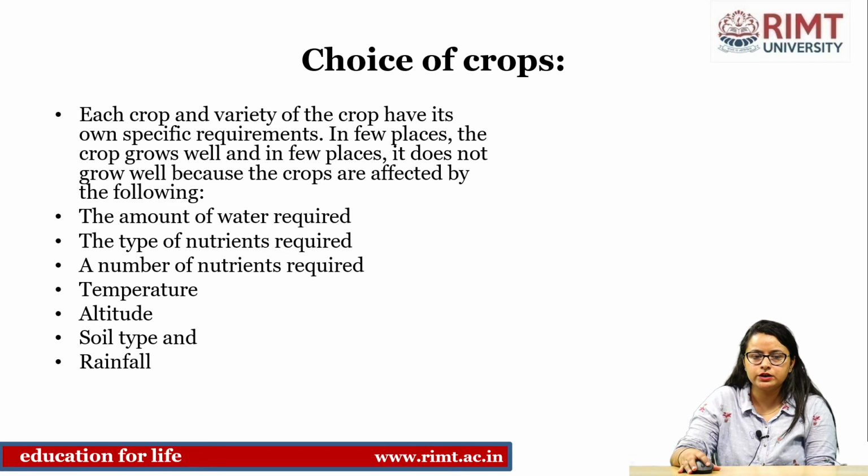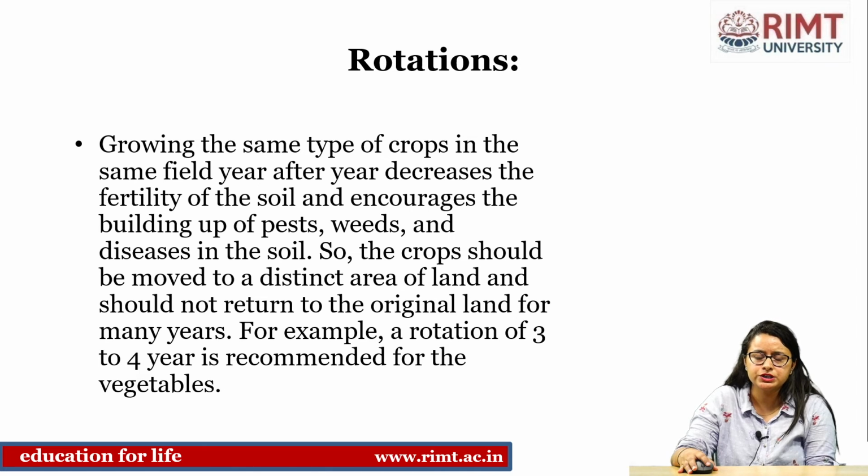In a few places the crop grows well and in a few places it doesn't grow well, because crops are affected by the following: the amount of water required, the type of nutrients required, the number of nutrients required, the temperature, altitude, soil types and rainfall. And next is the rotation.